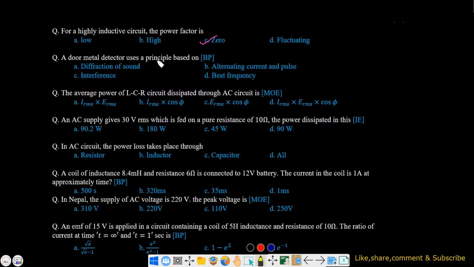Metal detectors use the principle of diffraction होइन, interference पनि होइन, beat frequency sound को. यसको answer पनि so easy. This is your alternating current.